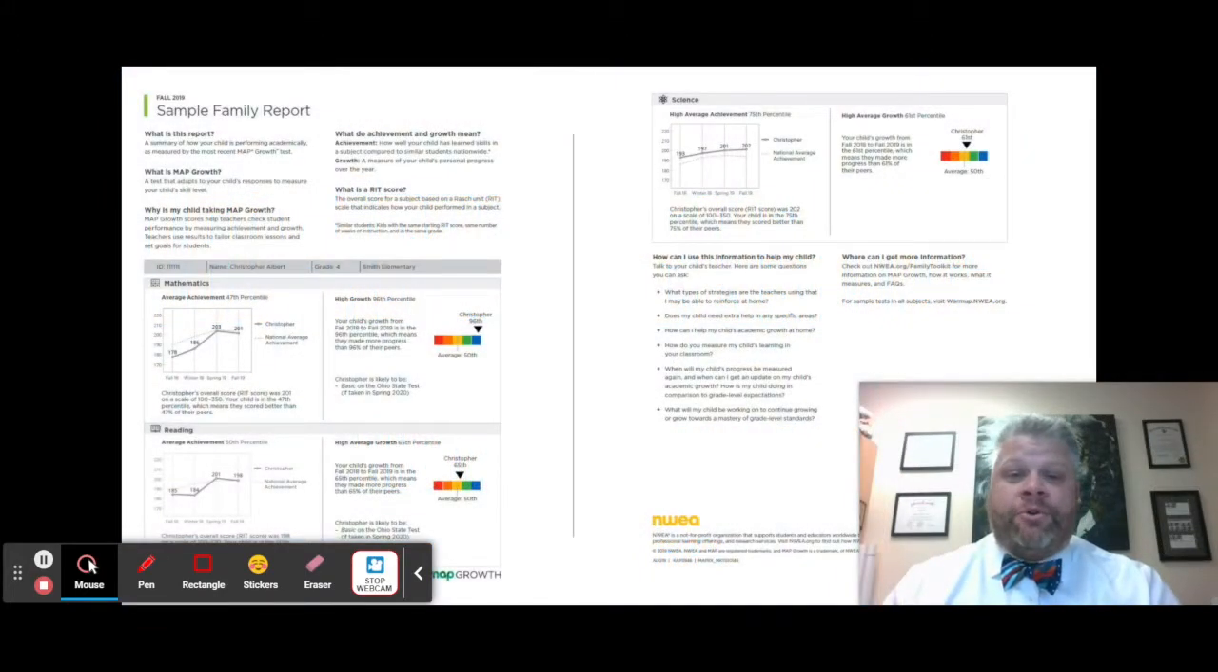For reading and math, your student will receive a score on something called the RIT scale. The RIT scale is used to assess students from kindergarten through high school. It's designed to measure growth over time. The solid line on the graph represents the student's scores. The dotted line represents the MAP averages across the country for students in the same grade.